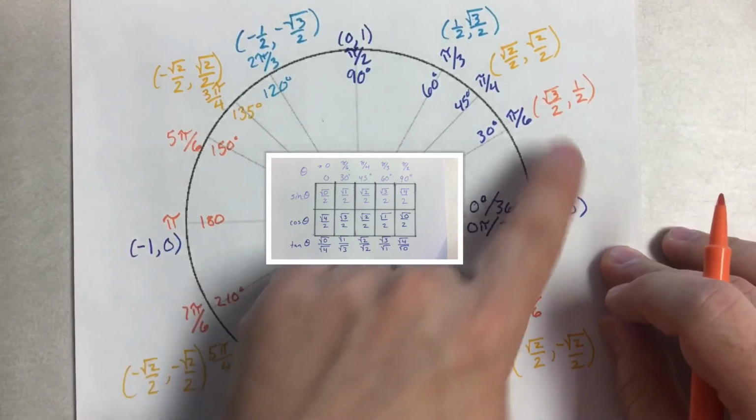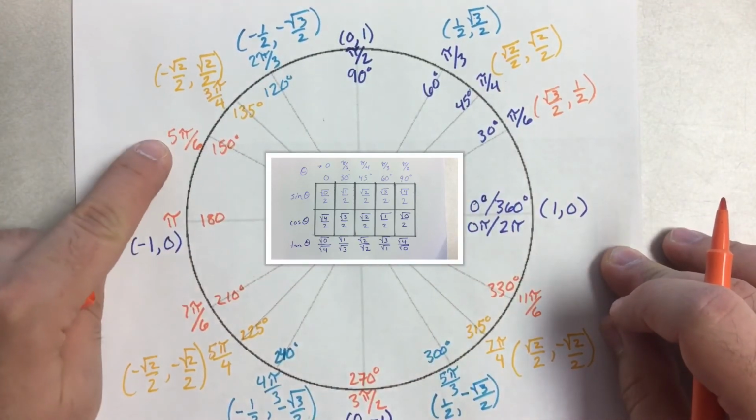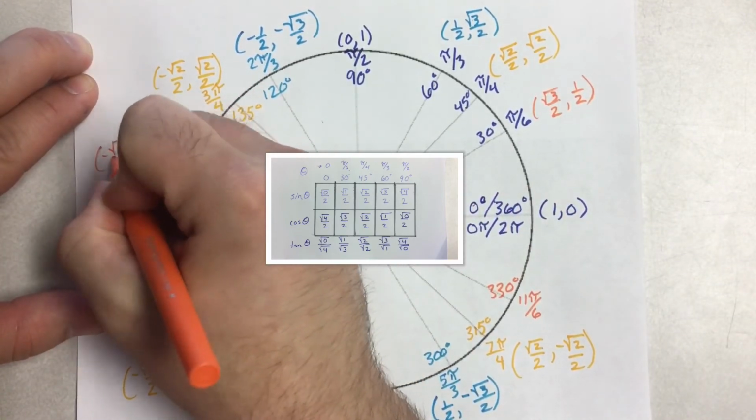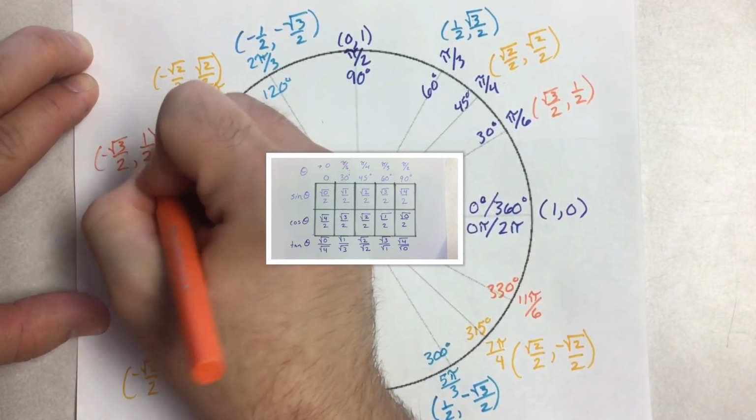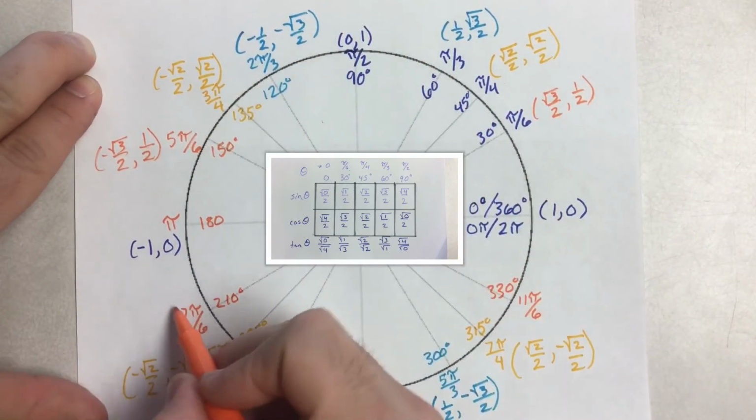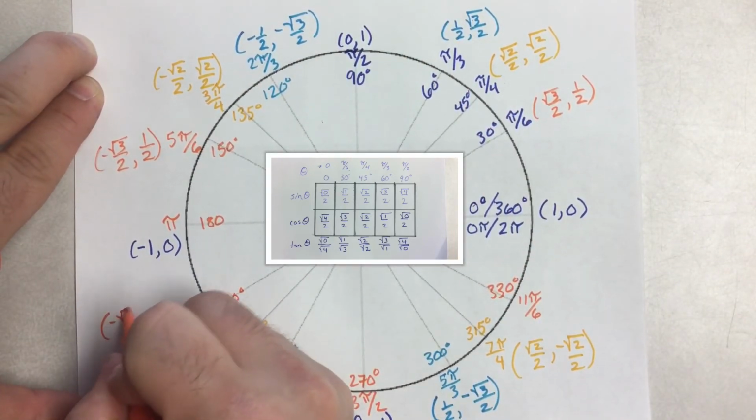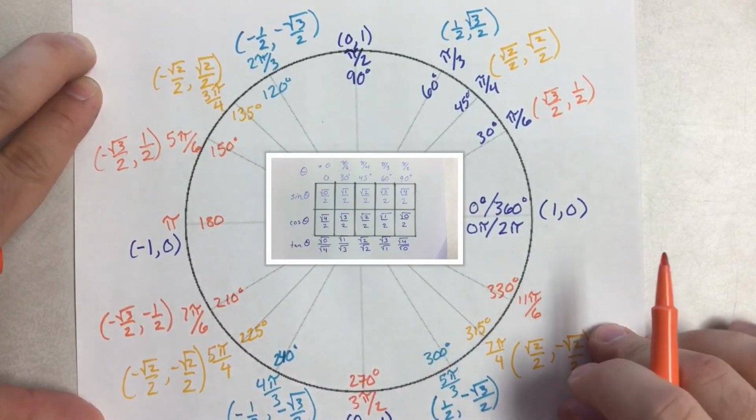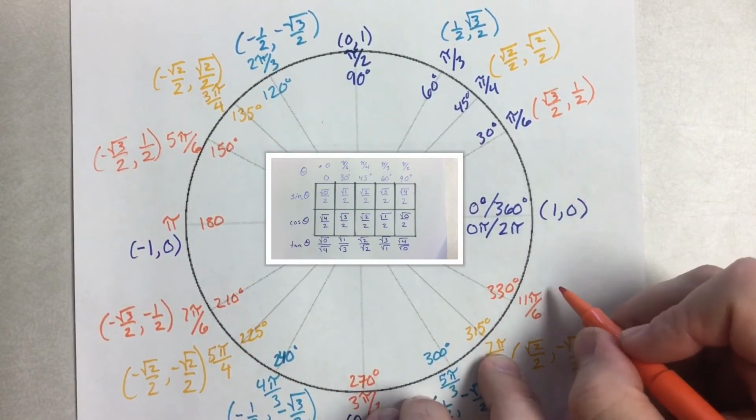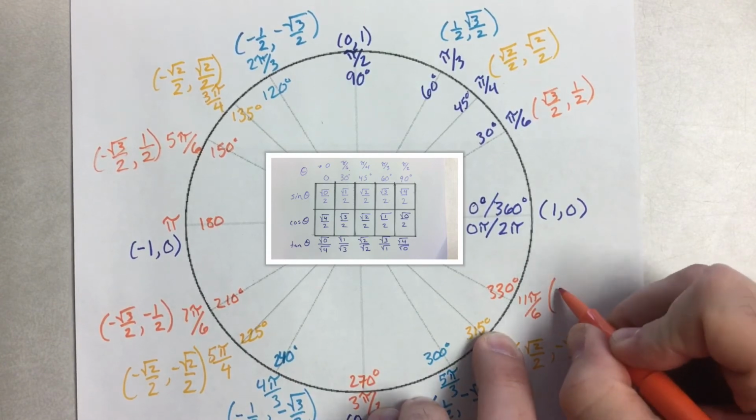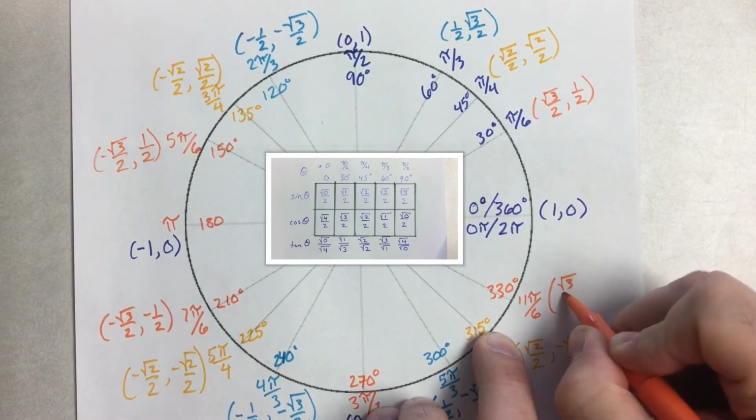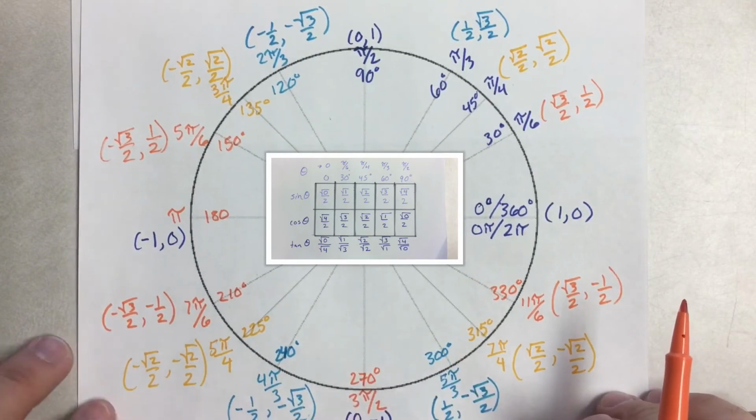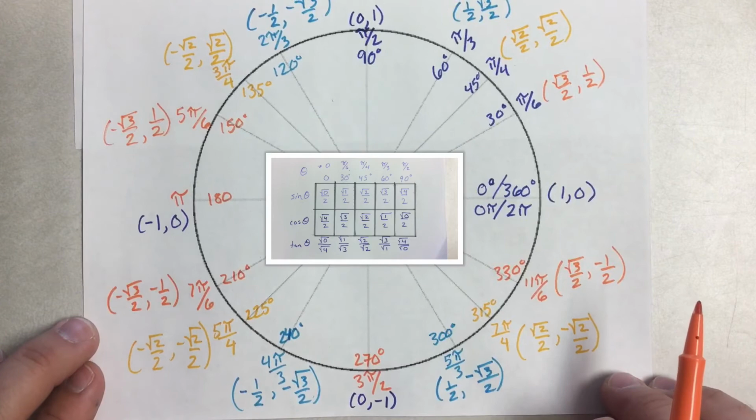All right, you ready for this? Let's try it out. So cosine's negative, second quadrant. But sine remains positive. All right. Third quadrant, each is negative. Fourth quadrant, only sine is negative. And with that, we have our unit circle.